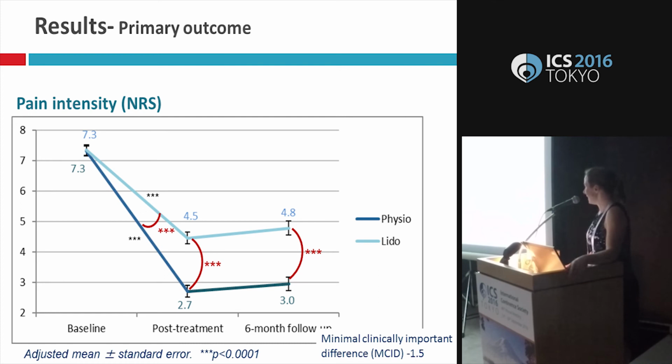But when we look at the slope of the changes, the physio was significantly more effective. And when we compare to the post-treatment value, physiotherapy was also more effective for reducing pain, and the result remained at 6-month follow-up. So this is interesting because physiotherapy allowed a reduction from severe pain to moderate to no pain, whereas lidocaine women stay in the moderate pain intensity. And this is also clinically relevant because it is a change of more than 1.5.